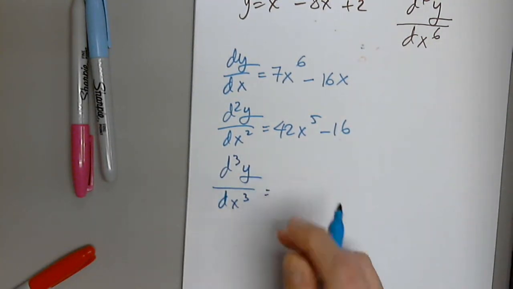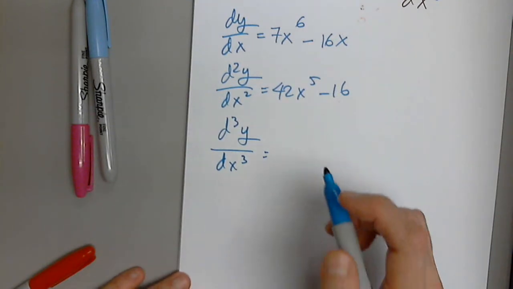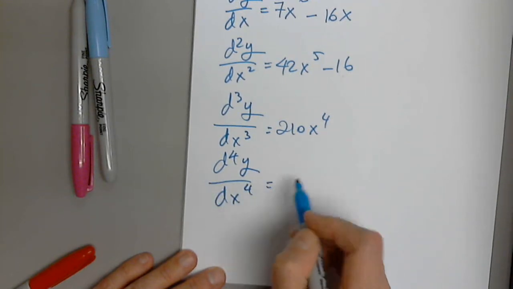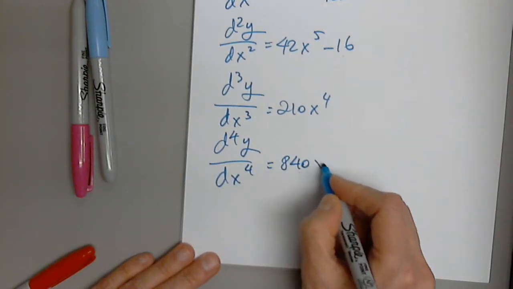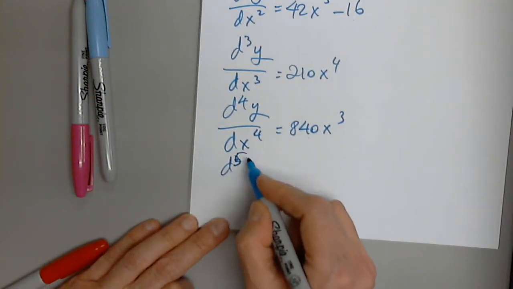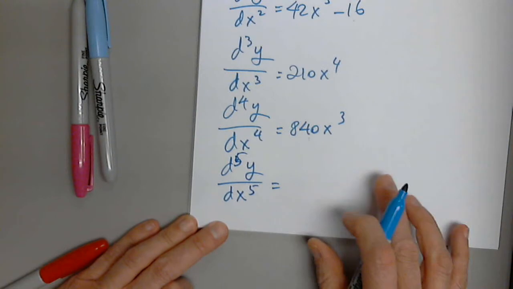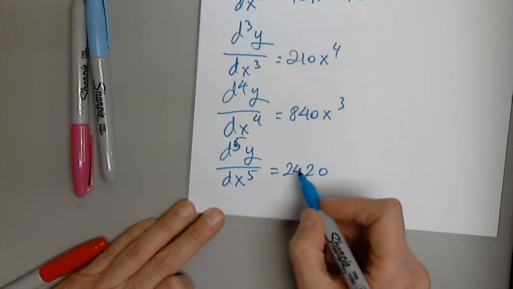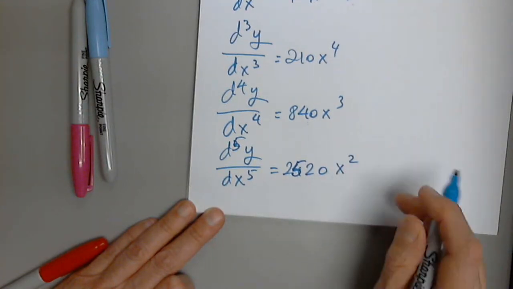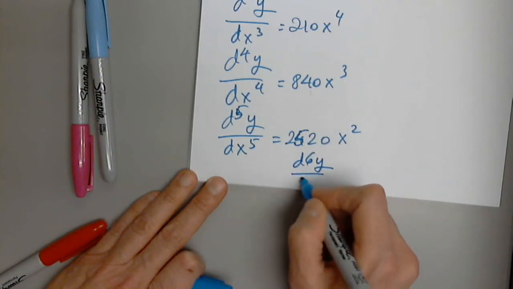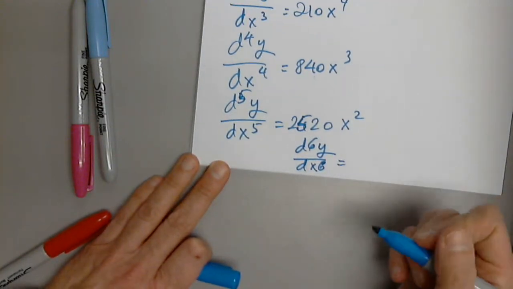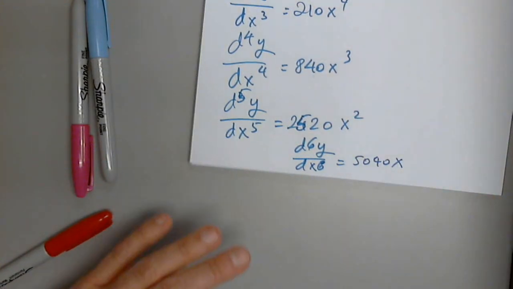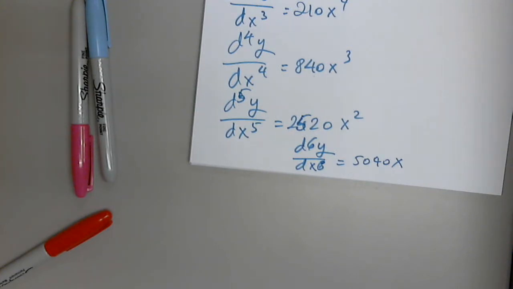d3y over dx3 is 210x to the 4th. d4y over dx4 is 840x cubed. Two more. d5y over dx to the 5th is 2520x squared. And finally, d6y over dx to the 6th, the 6th derivative, is 5040x. Any questions?